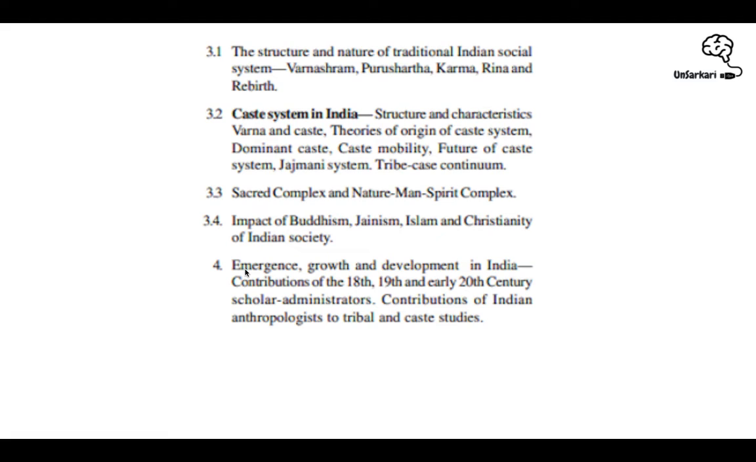Okay, the next one is on emergence, growth, and development in India. So the contributions of 19th and 20th century scholars. So the post-1800 period of Raja Ram Mohan Roy and the corresponding next period, contribution of Indian anthropologists to tribal and caste studies. So obviously, when you're studying paper two, you need to know which are the famous anthropologists and what their contributions have been.